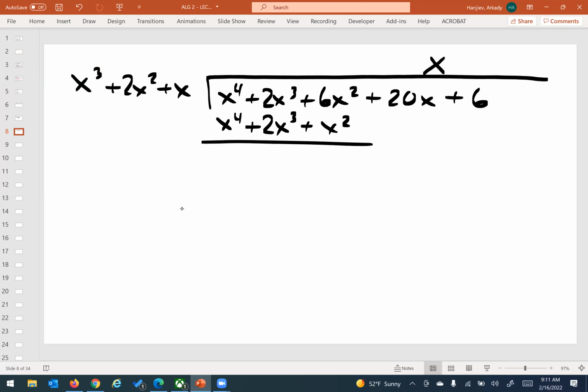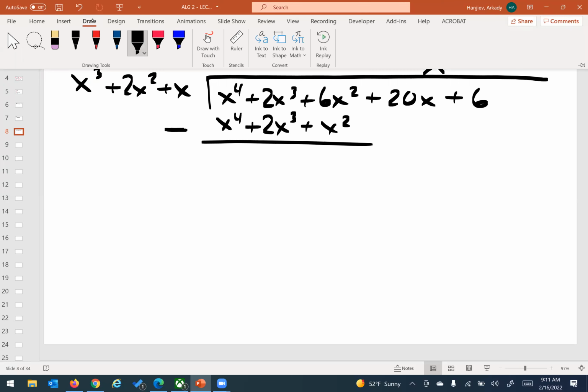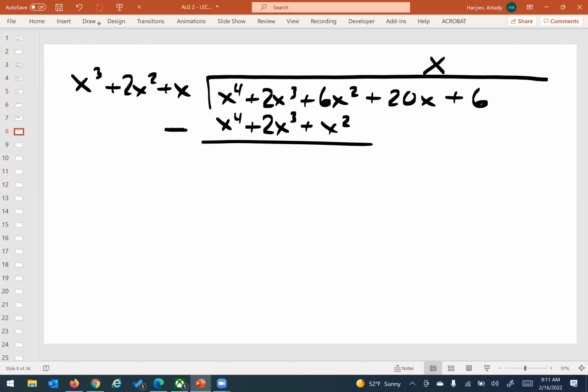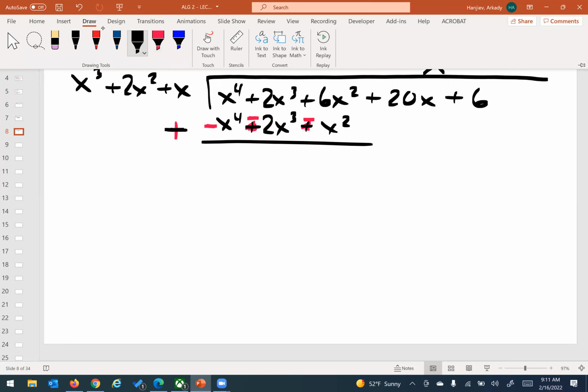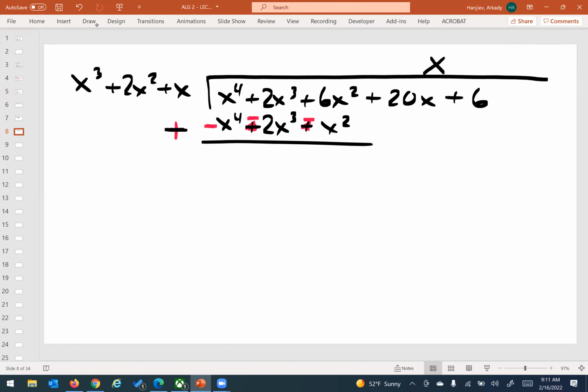And then remember what we do is we subtract, but even better yet, we add opposite signs here. So that's an opposite, that's an opposite, that's an opposite. And see what happens here. So this guy's gone. This guy's gone too. Love it. Okay, so this is just 5x to the second. Bring down the 20x, bring down the 6.